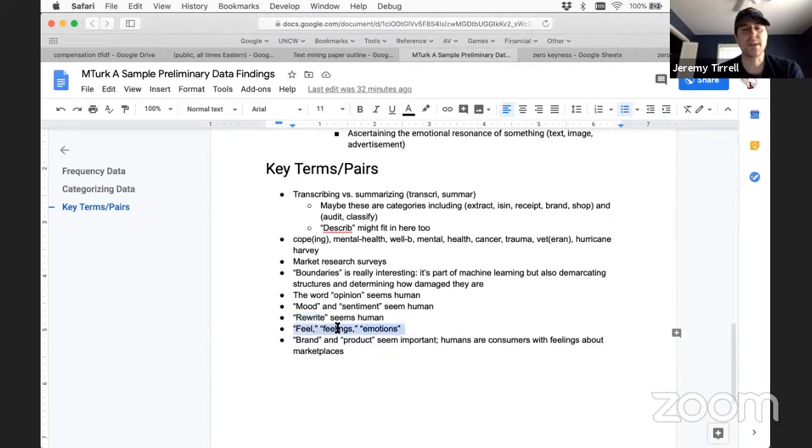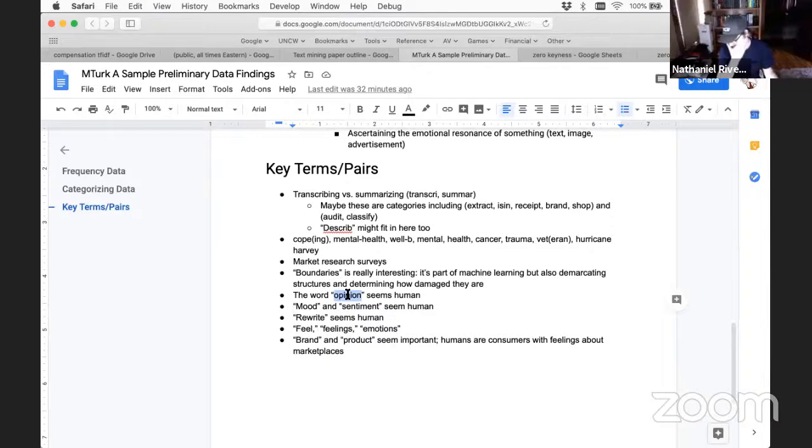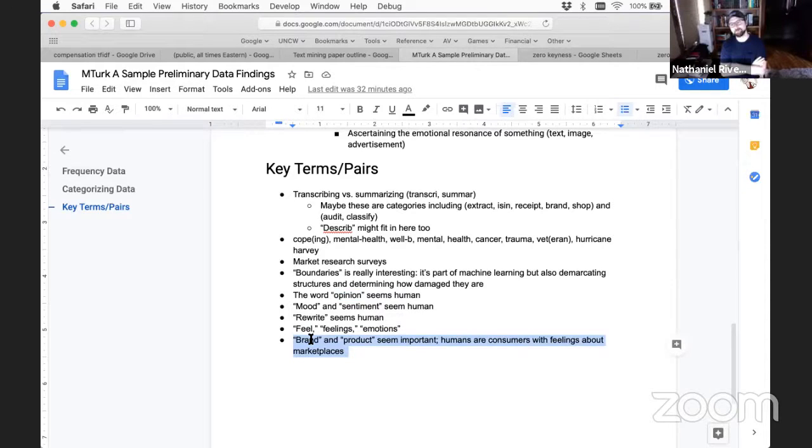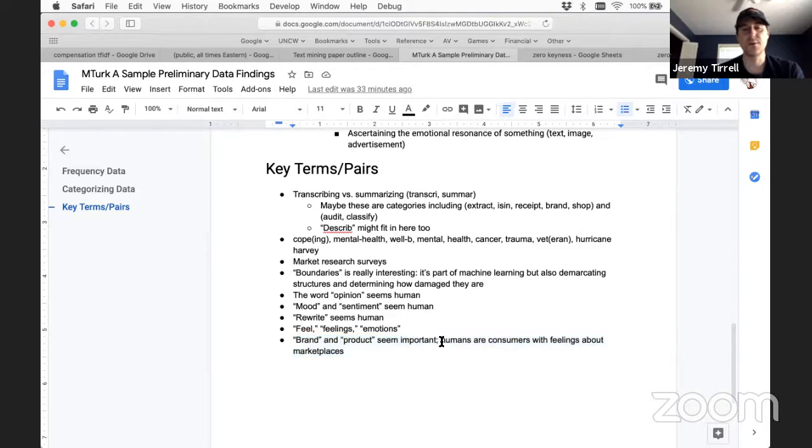Then of course, words like feel, feelings, emotions, and also opinion. That's another thing: you don't ask machines for their opinion. You ask humans for their opinions. And then, as we already identified, brand and product are important in some way, but it's not exactly clear how. It does cast humans as consumers, which is human-y, right? We consume.